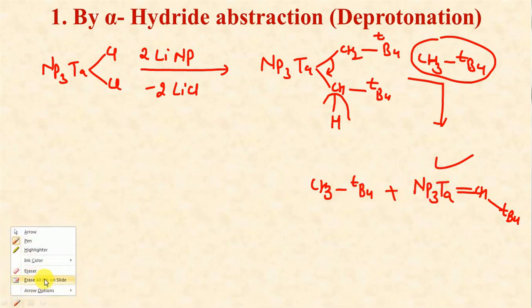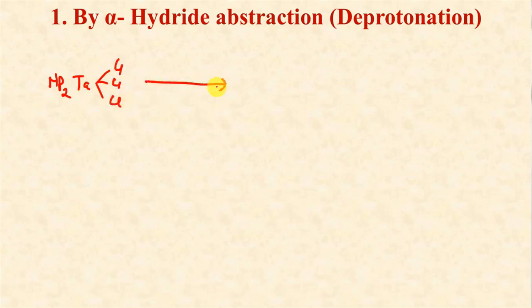Another example can be shown as we have NP2Ta. Now in this case there are not three NP substituents; we have only two NP as ligands on Ta, but now there are three chlorides. We can replace these Cl with cyclopentadienyls. For that we will use thallium Cp, cyclopentadienyl. What is cyclopentadienyl?